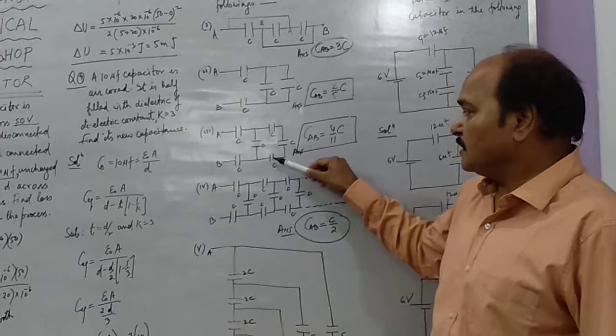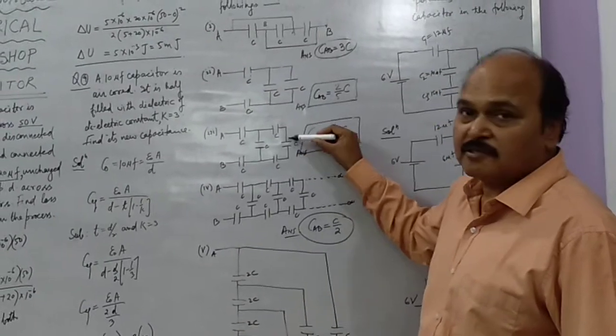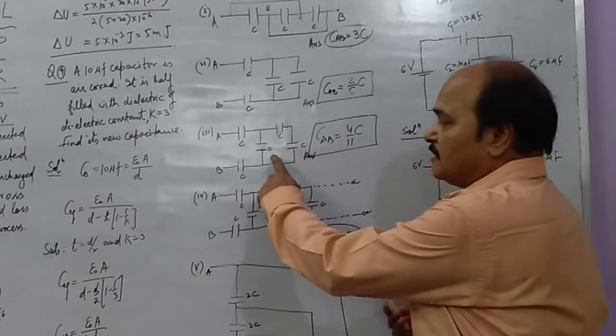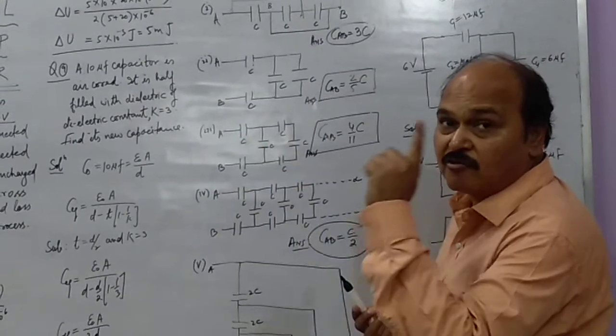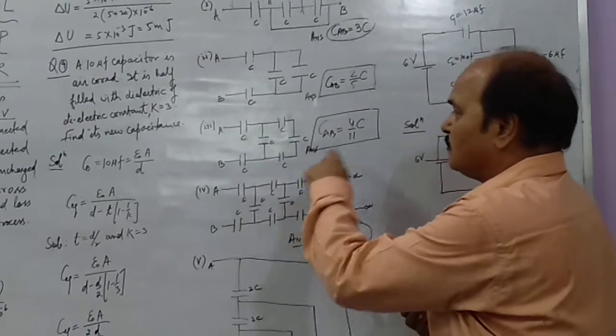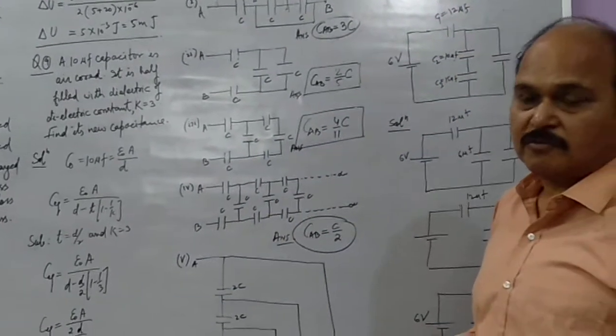Likewise, question number 3. These 3 capacitors are in series. Their equivalent is C by 3. C by 3 and C are in parallel. Their equivalent is 4C by 3. So 4C by 3, C and C are in series. The equivalent is 4C by 11. You can work it out.